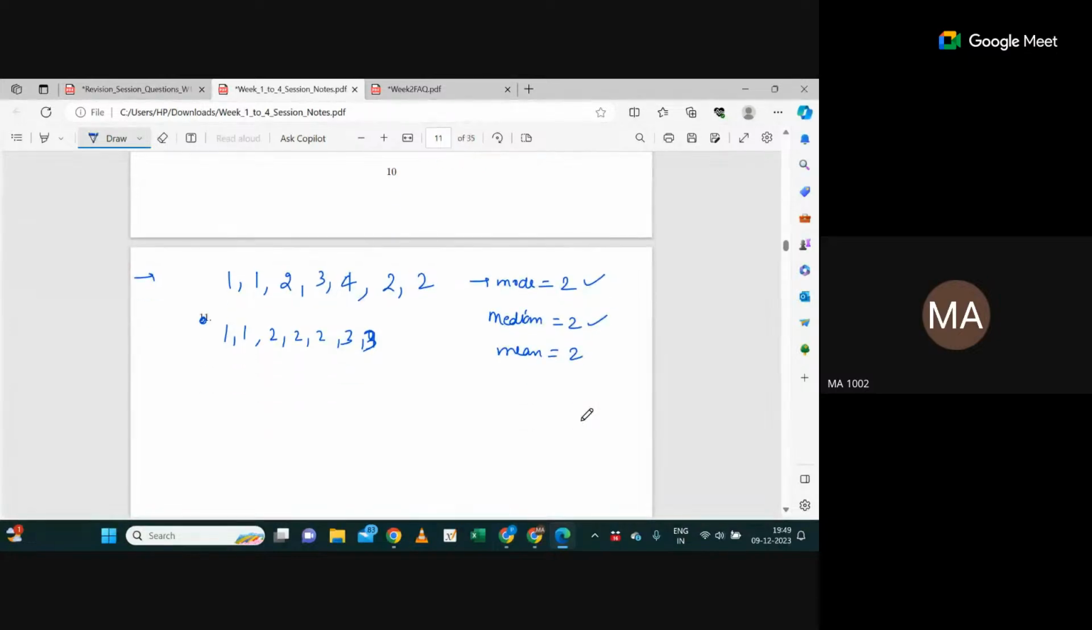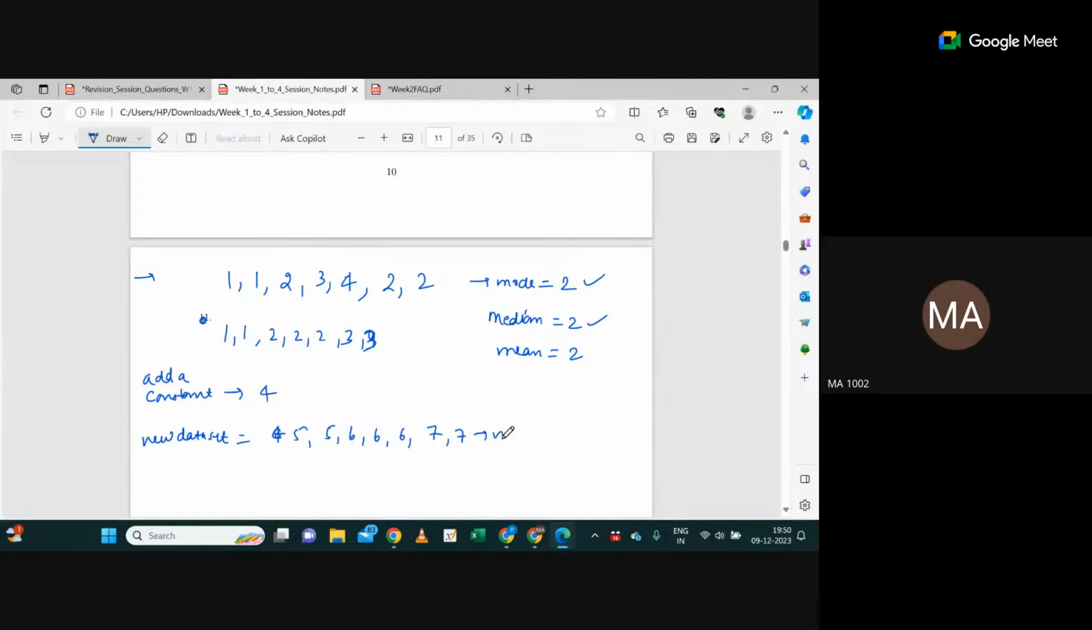Okay. Now, suppose I want to add a constant 4 to all these observations. Then what will be the effect on my mode, median, and mean? If I add it, what will be my new data set? It will be 5, 5, 6, 6, 6, 7, 8.